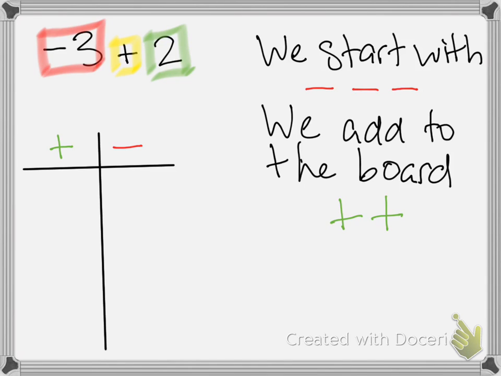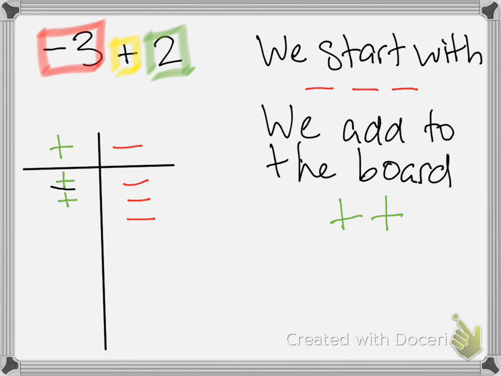Okay, so let's follow that. We are going to start with 3 negatives. I will put that on our board here. And then we add to the board 2 positives. Okay, so we cannot be finished with this problem until we only have 1 color of counter left. So right now we're not done. If you have more than 1 color of counter, what that should tell you is that you have some 0 pairs that you need to take care of.